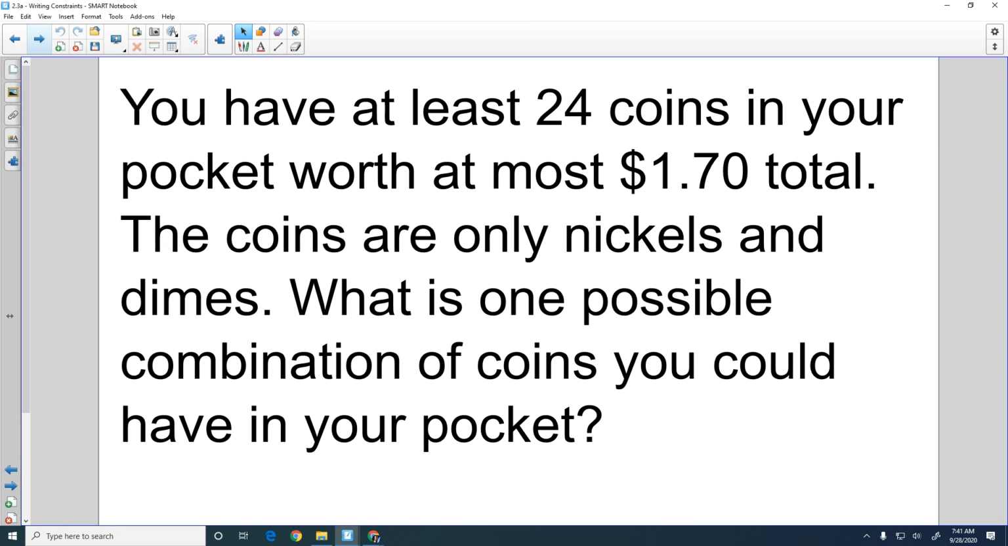All right, here is the one word problem that I'm doing with the exercise. Here's the scenario. If you have at least 24 coins in your pocket worth at most $1.70, and these coins are only nickels and dimes, then what's one possible combination of those coins you could have in your pockets? Like how many nickels and how many dimes? First off, anyone just have a guess off the top of their head? What do you think?